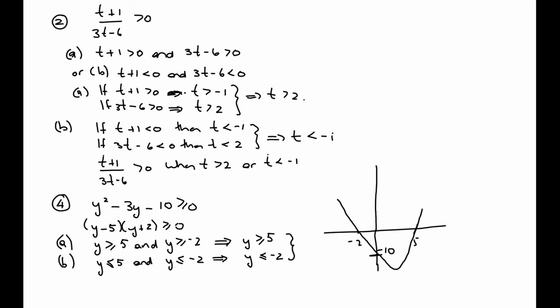Looking at that, the positive bits are these bits here. This is where the function is positive. That is where y is greater than or equal to 0. So you can quite clearly see there our answers are correct, that y is greater than or equal to 5 and y is less than or equal to negative 2.